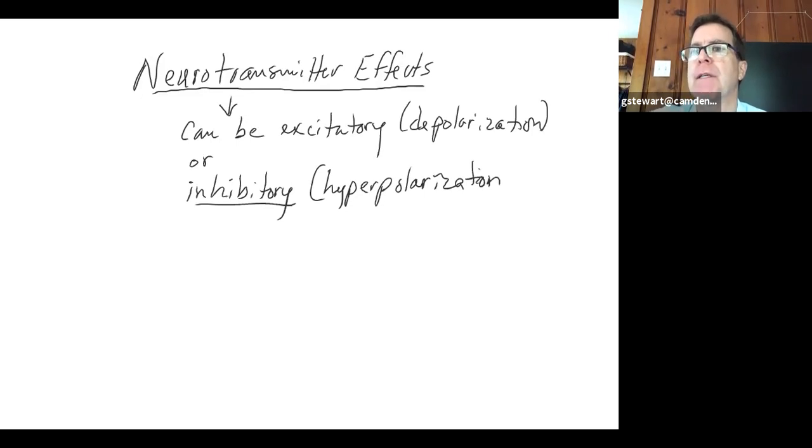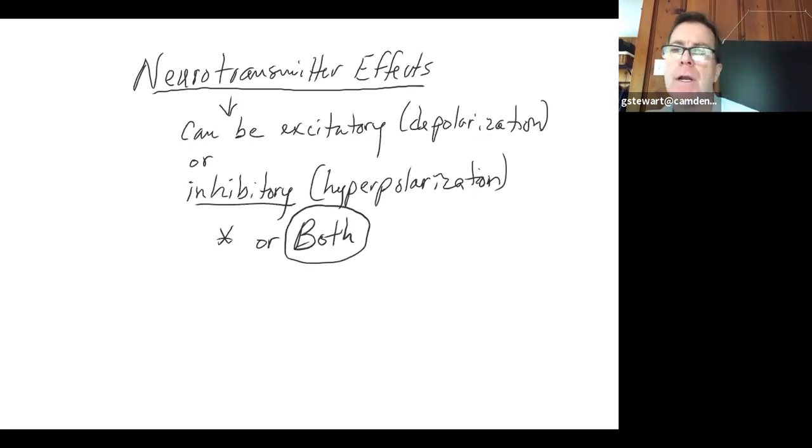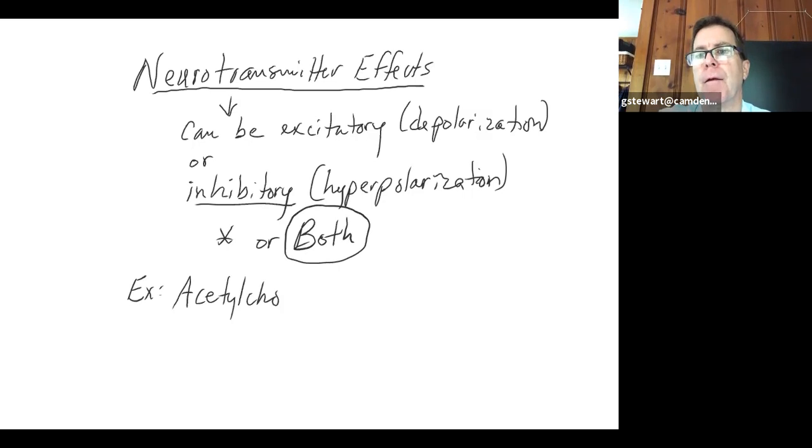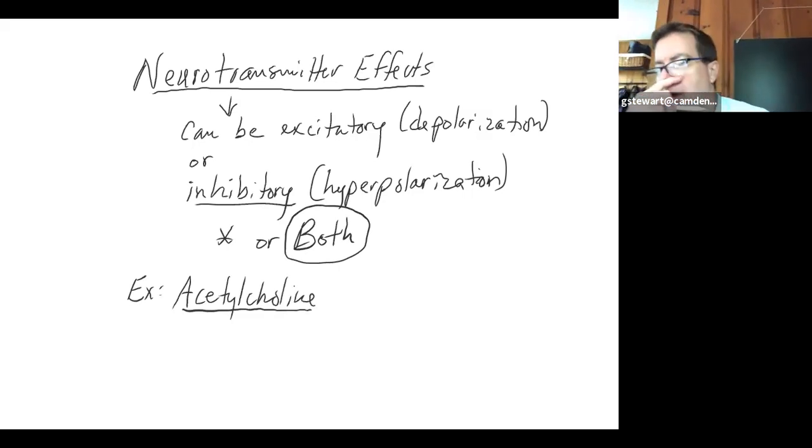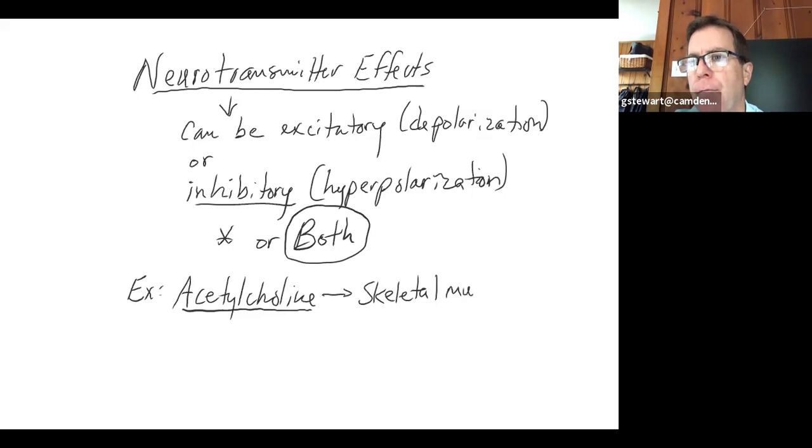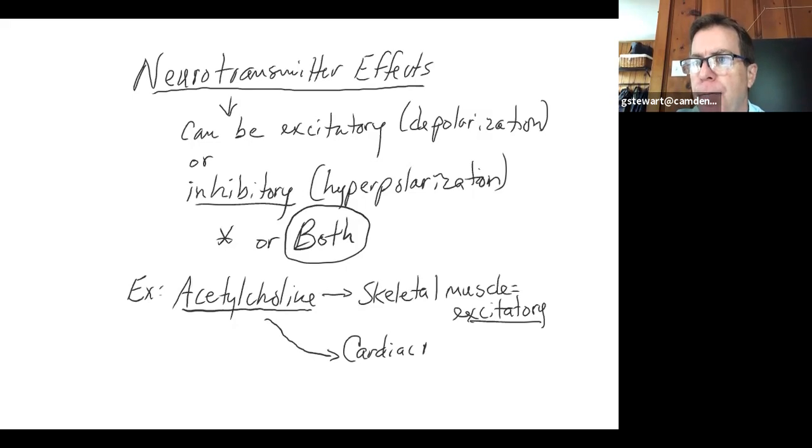And then I'm going to put a little asterisk here. Some neurotransmitters can be both excitatory and inhibitory. Here's a classic example. Acetylcholine, that familiar transmitter that we learned back in the neuromuscular junction. When acetylcholine is released on skeletal muscle cells, it's excitatory. It causes depolarization, okay? But when the same neurotransmitter is released on cardiac muscle in the heart, that same neurotransmitter is inhibitory.